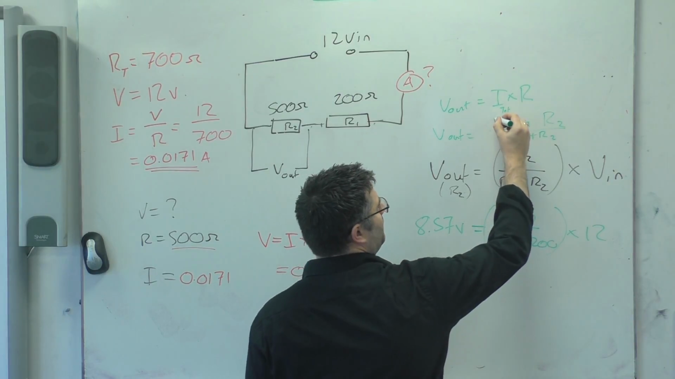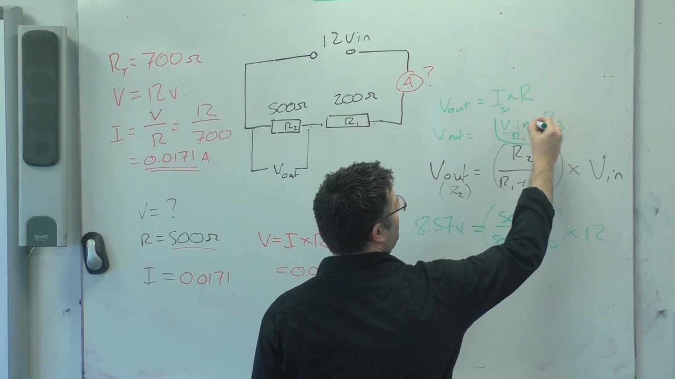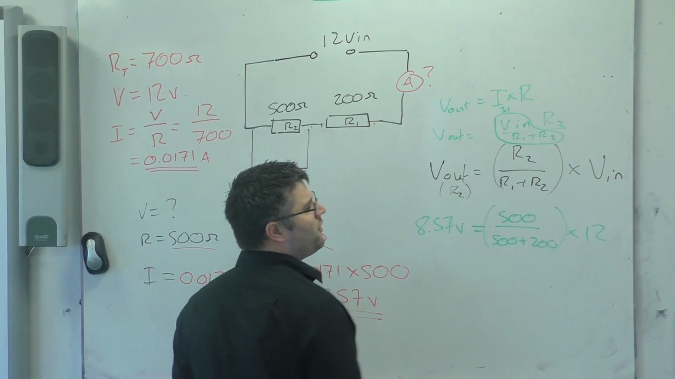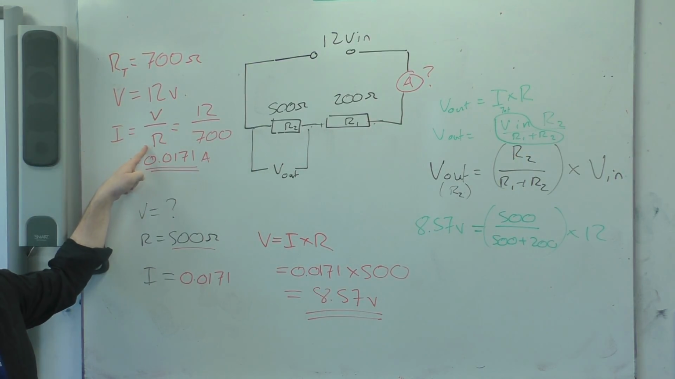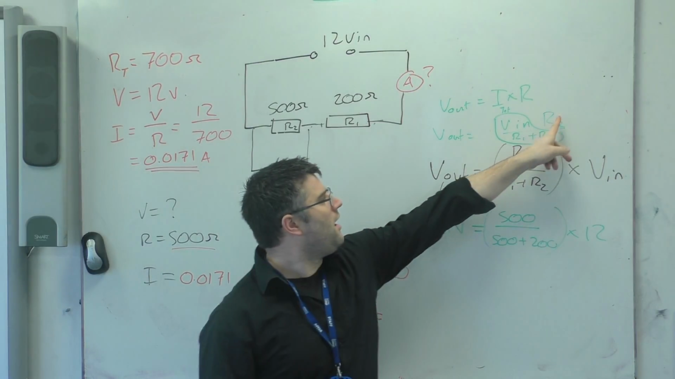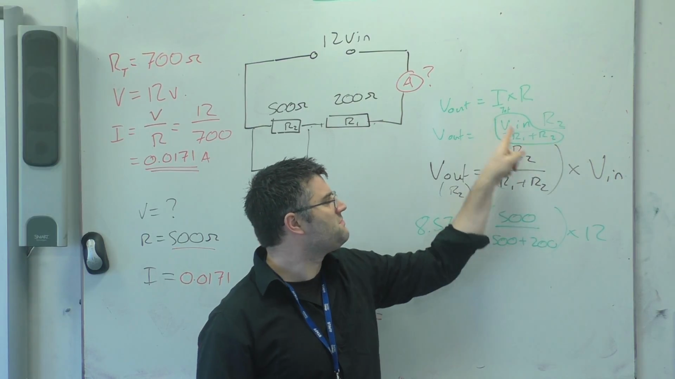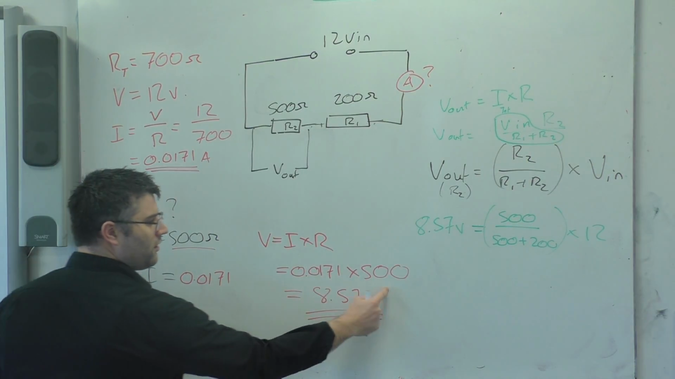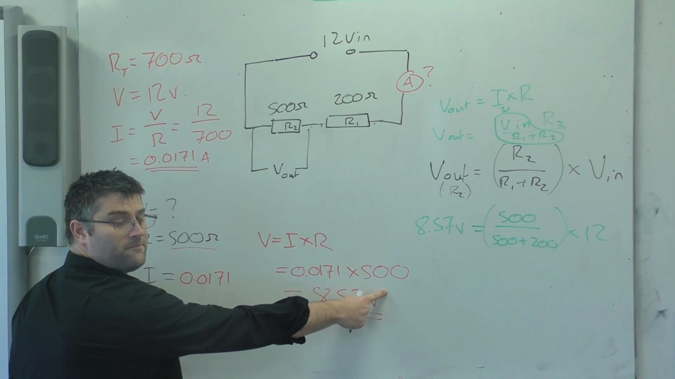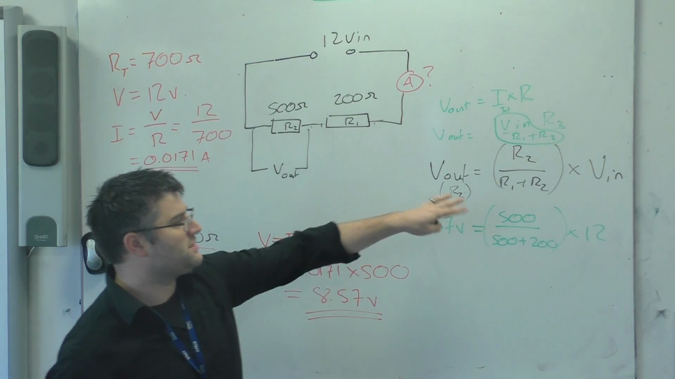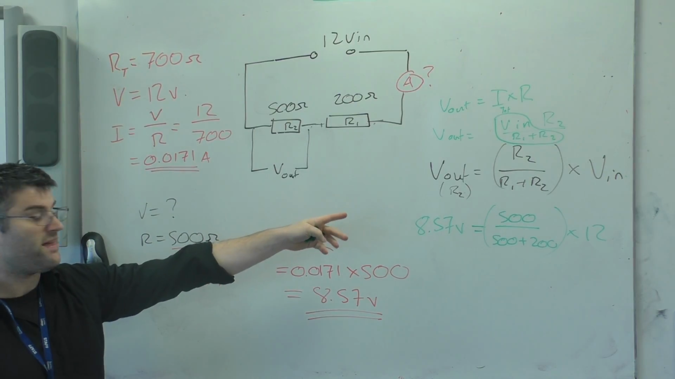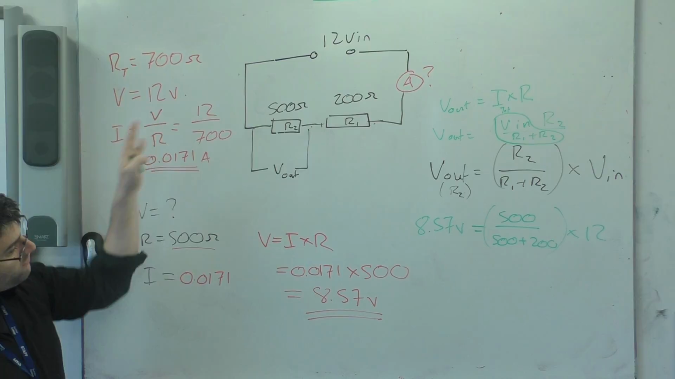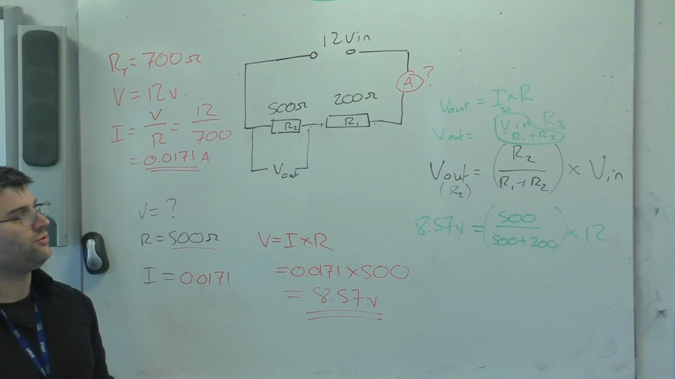Well, look what we've done here. V in over R1 plus R2. That's what I've done there. R2 times by that value. Oh look, that's what I've done there. So all I've done with this equation is I've explained where that is coming from, and I've shown the steps, but here it's all done in one.